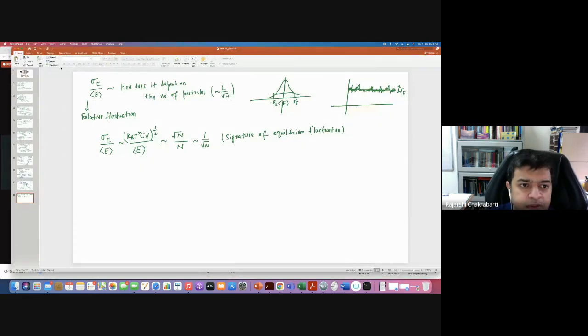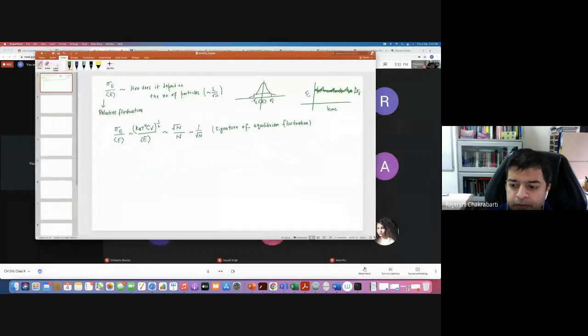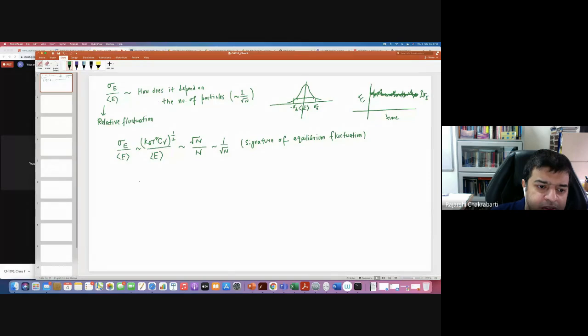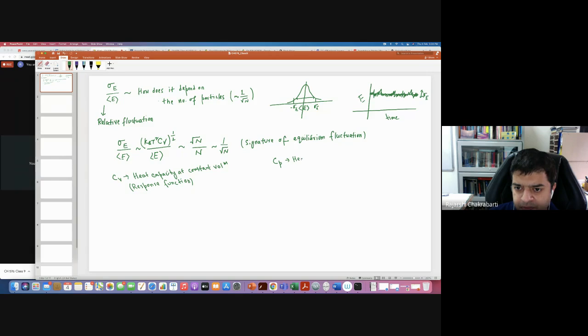Okay. So not this one. I have, yeah, this is the one. So this quantity, this CV, is called heat capacity at constant volume, isn't it? And this is related to some kind of fluctuation, where you are in equilibrium, but it is an equilibrium fluctuation. So in general, this is a response function. Obviously, I can think of another response function, which is this, CP, heat capacity at constant pressure.